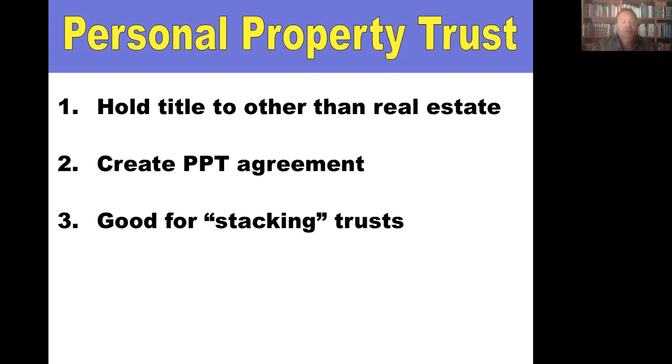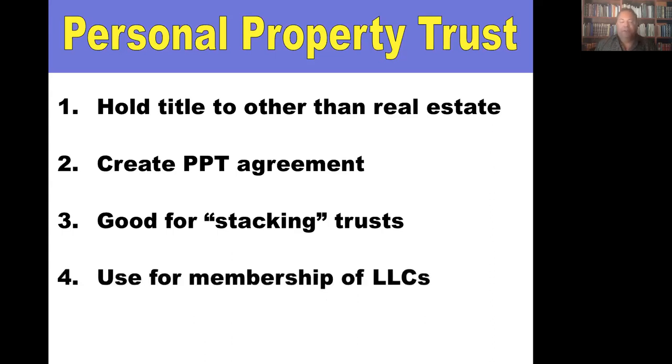You don't want that. So we could stack the land trust by having the land trust be the buyer and the beneficiary of the land trust be a personal property trust, which is also anonymous. And on the deed, we disclose that the personal property trust is the beneficiary, and nobody knows who owns that trust, so mission accomplished. Also for holding membership of LLCs.